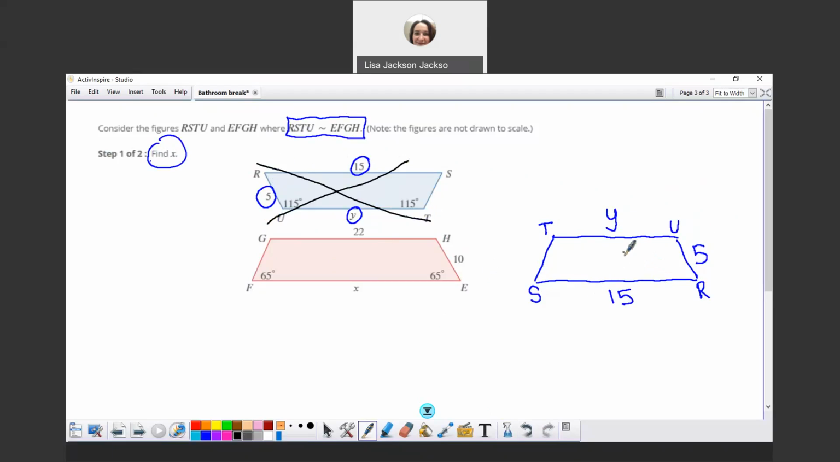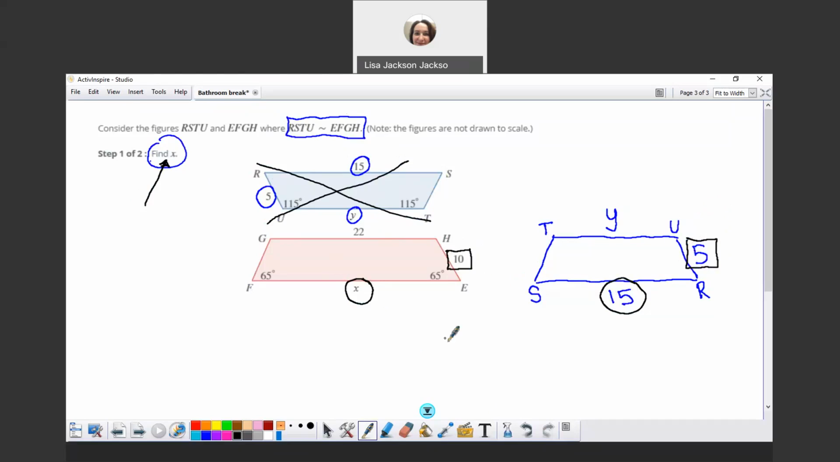So now I need a proportion that includes an x. So I need to use the sides that have x, the matching sides. But my other fraction for this proportion should have no letters in it. I need numbers for both. And that is this side here, the matching 10 and 5. I can set these up in any order I want as long as I'm consistent.